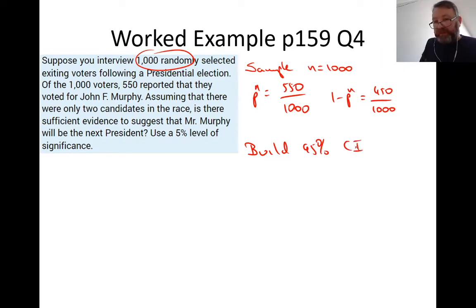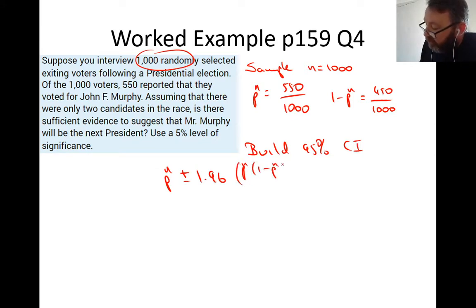Now, how do I do that? Well, you go back to what you learned in the previous lesson. What is the 95% confidence interval for a sample proportion? And the answer is, it's p hat plus or minus 1.96 times the square root of p hat times 1 minus p hat, all over n. So that's what you've got to learn from the previous lesson.